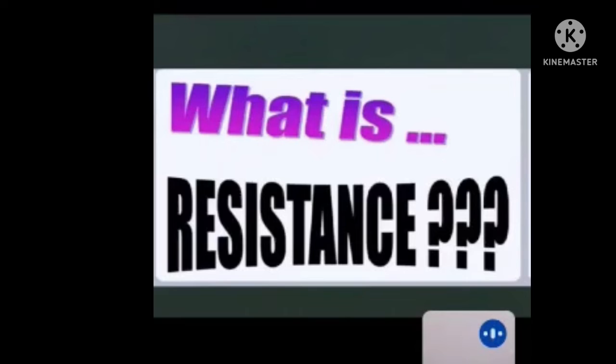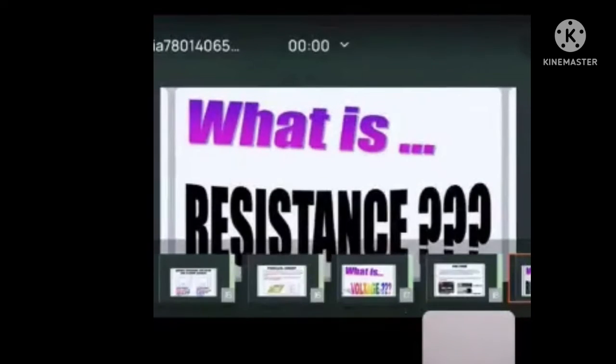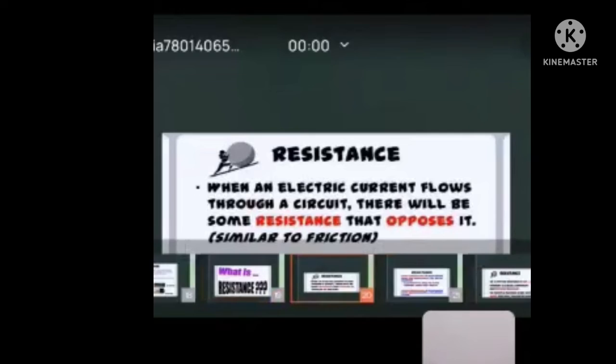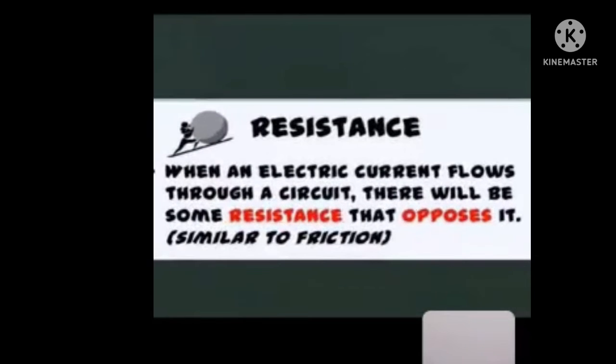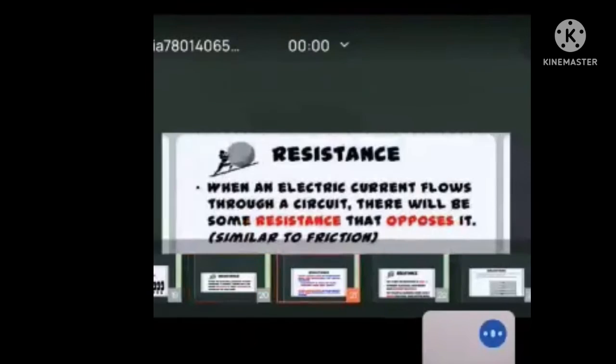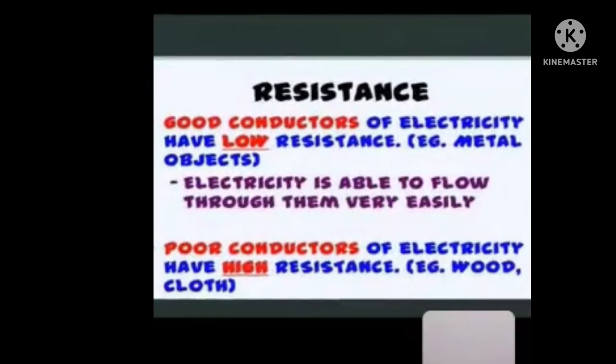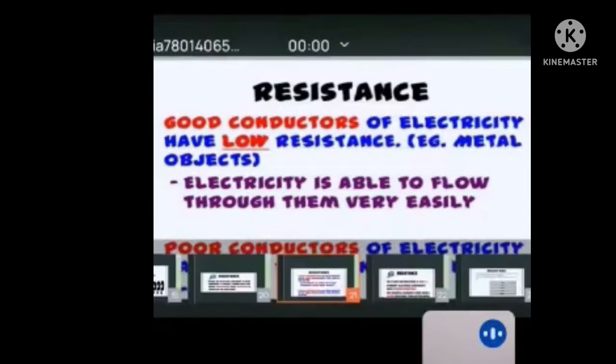What is resistance? When an electric current flows through a circuit, there will be some resistance that opposes it. Good conductors of electricity have low resistance. Electricity is able to flow through them very easily. Poor conductors of electricity have high resistance.